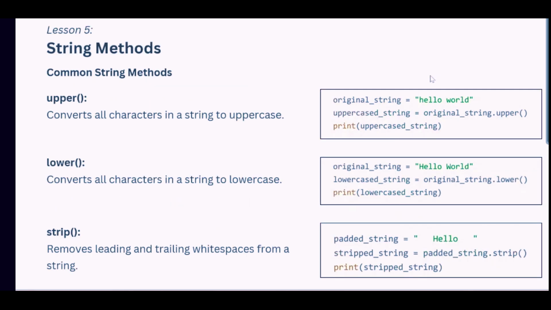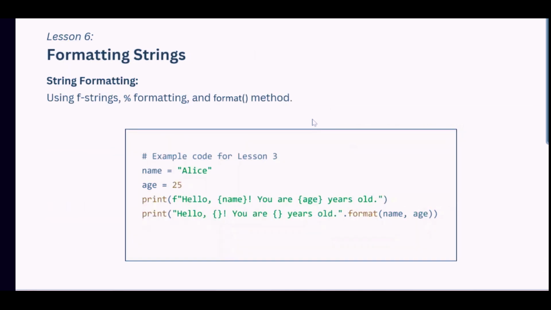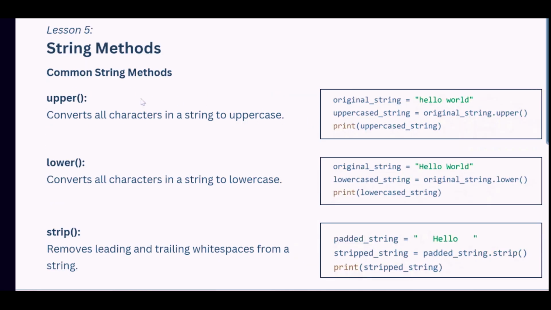there are various methods in strings also to manipulate them, like dot upper, dot lower, strip, replace, find, count, and there are various uses of them. The dot upper method will convert all characters in a string to uppercase. Here you can see if I write hello world inside this variable original string, and apply the dot upper method, it will simply convert it into capital letters. All the small letters will get converted into capital letters. Similarly, if this is hello world and we use the dot lower method, it will convert all the letters into small ones.